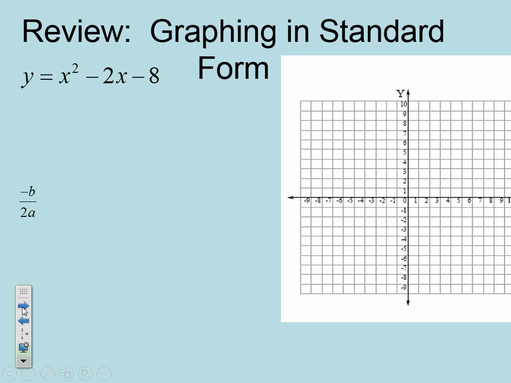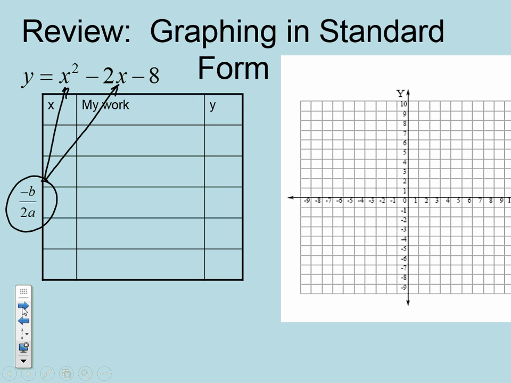This is a review of what we've been doing. We've been graphing in standard form. So this is an example of a quadratic equation that would graph into a parabola. And we need to use the vertex to help us get this graph started. And to find the vertex, we would figure out what negative b over 2a is. And then we would take that x value or that x coordinate and plug it in here to generate the y part of the vertex.